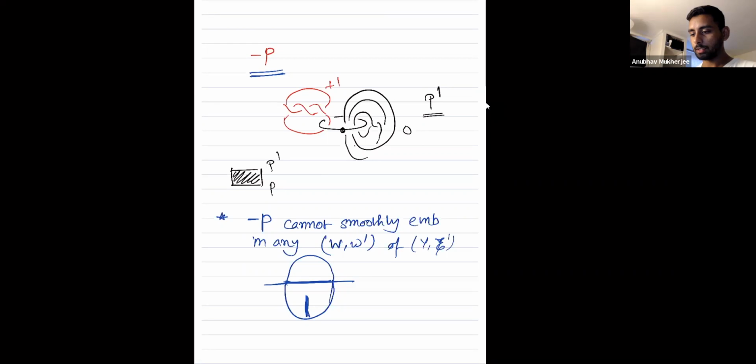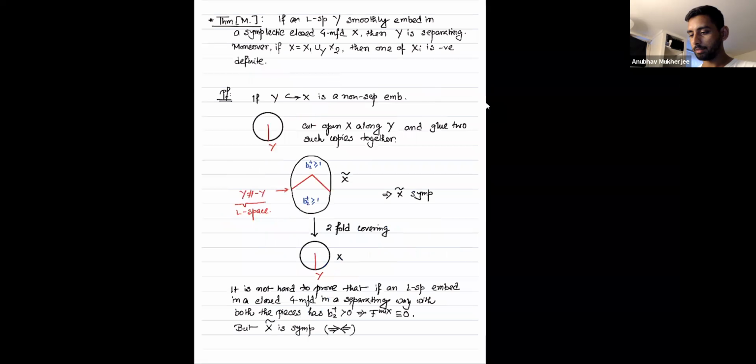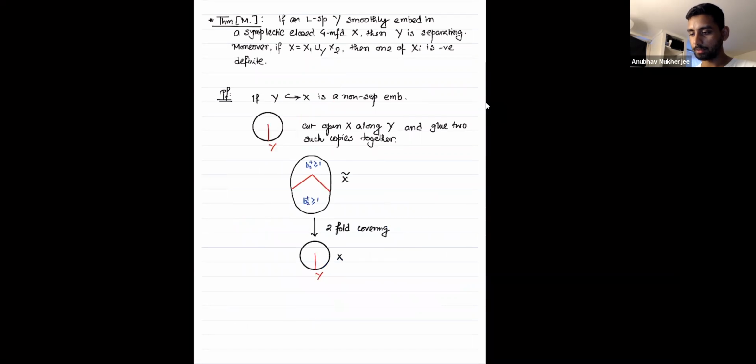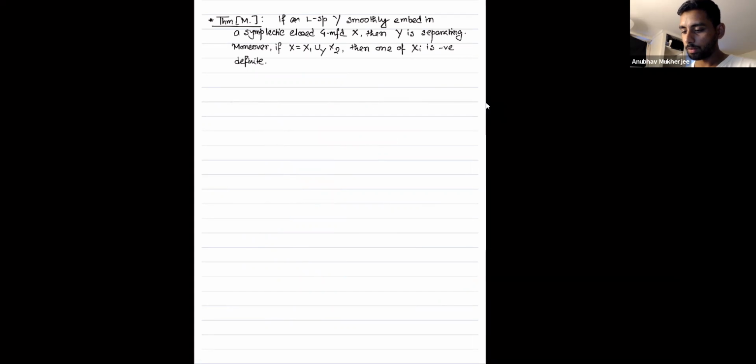This is a little bit of a long proof, but I can sketch it. I'll prove that if Y is an L-space, then it cannot be non-separating. And the second part was known before.